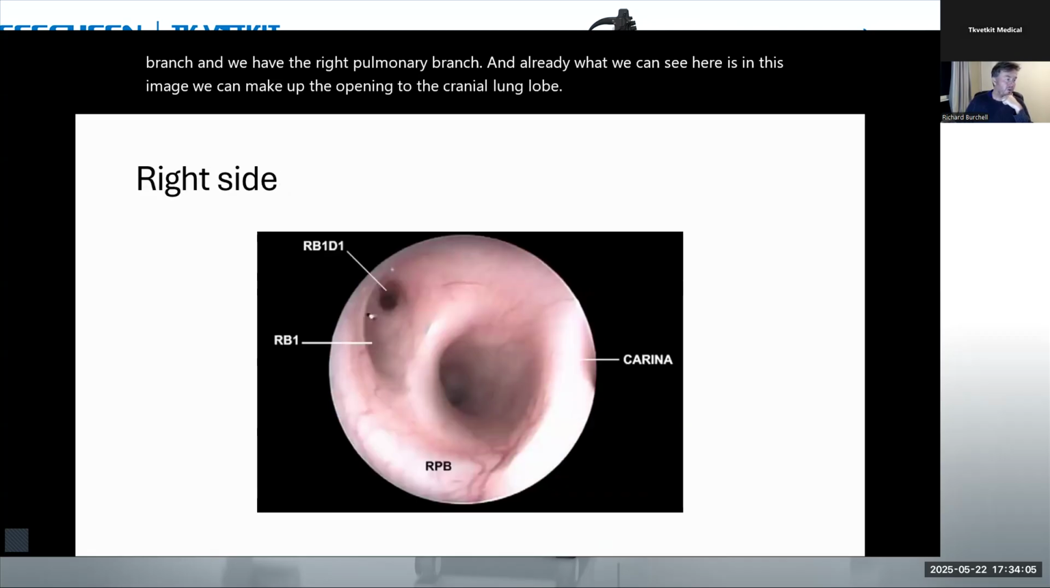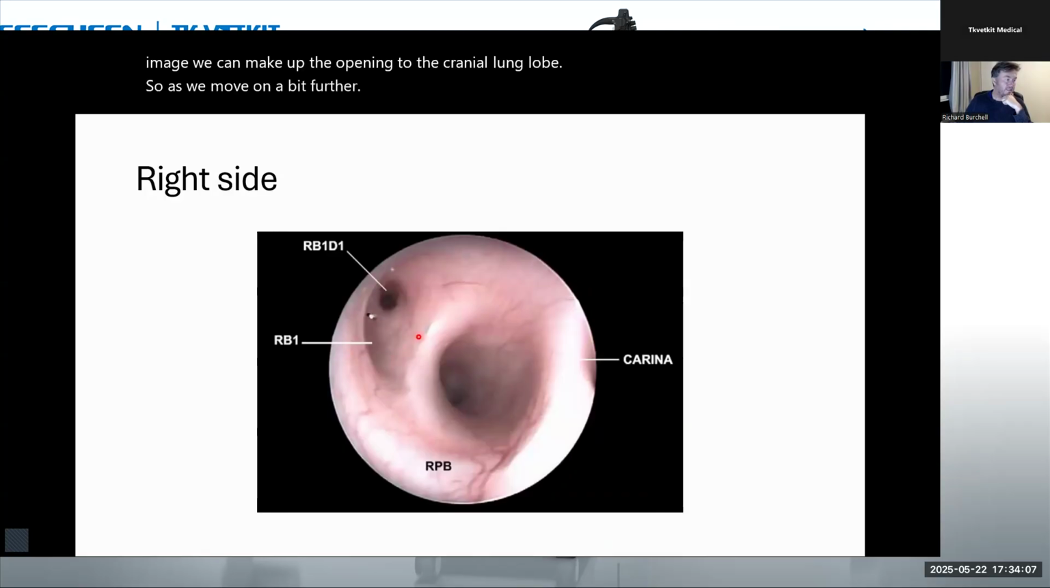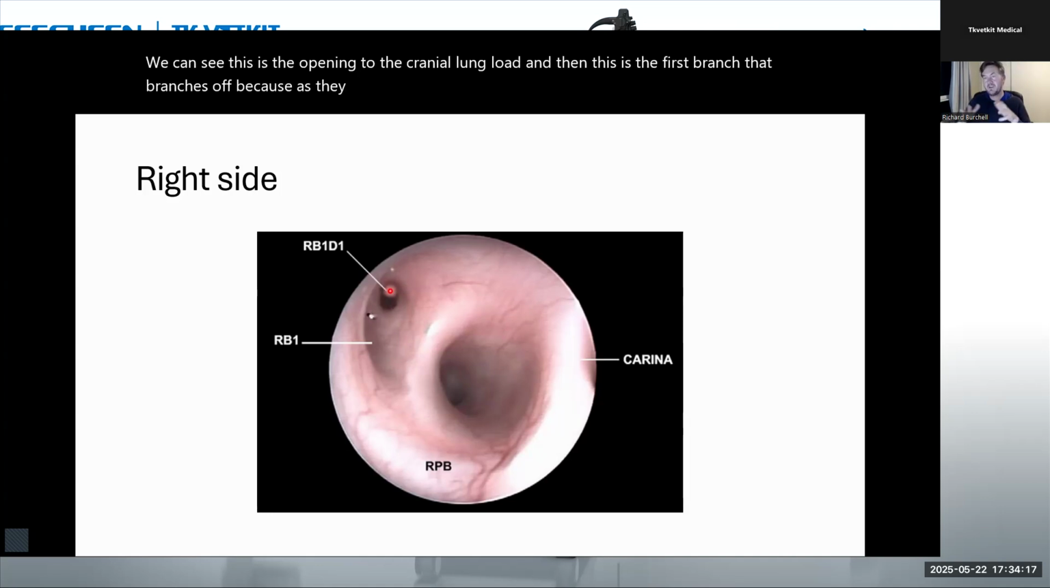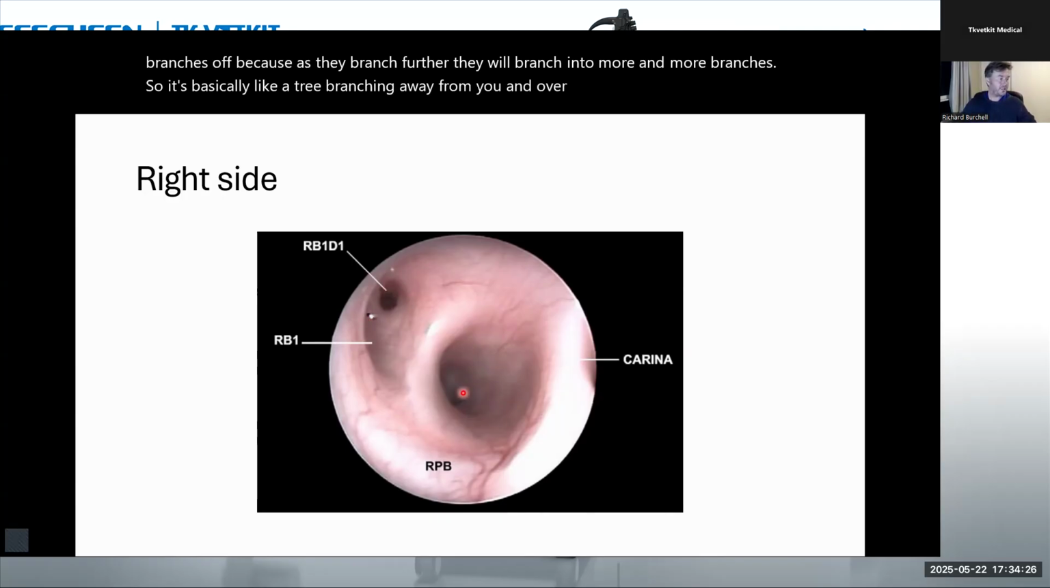So as we move on a bit further, we can see this is the opening to the cranial lung lobe. And then this is the first branch that branches off, because as they branch further, they will branch into more and more branches. So it's basically like a tree branching away from you. And over here we have the opening to the rest of the right airways.